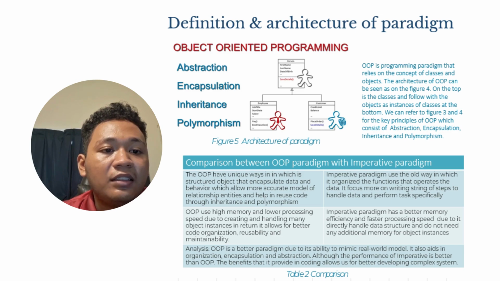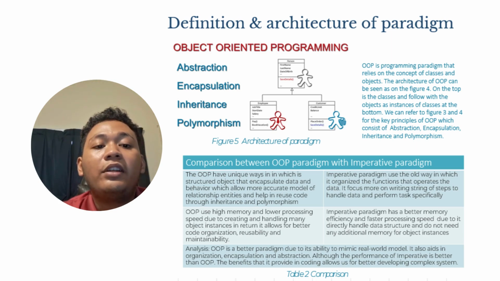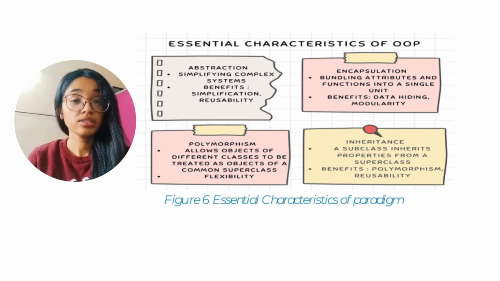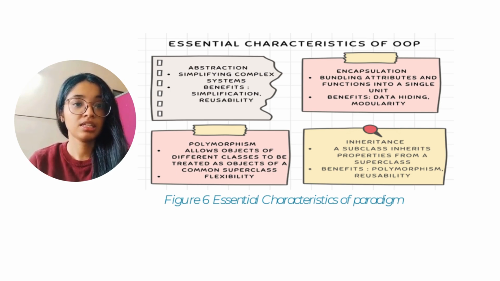So for my analysis, OOP is a better paradigm due to its ability to mimic real-world models. It also aids in organization, encapsulation, and abstraction. Although the performance of imperative is better than OOP, the benefit it provides in coding allows us to develop better in complex systems.